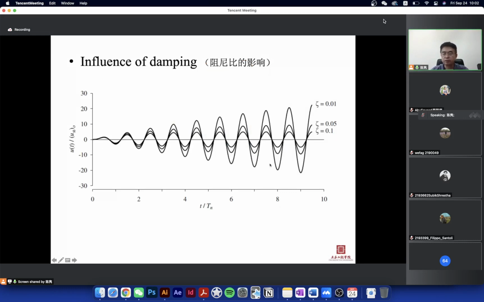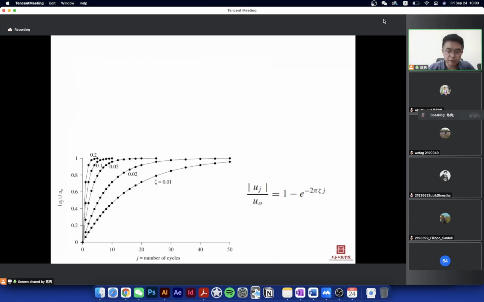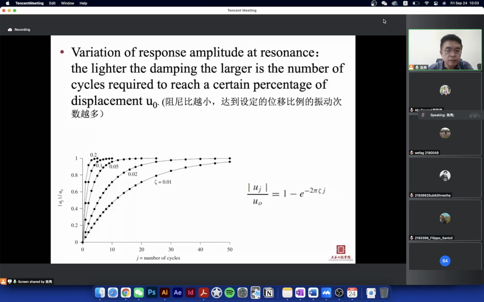And we can see the effect of the damping, the influence of the damping. You see, this one is 0.1, 0.05, 10%, 5%, 1%. You can see, as a resonance case, the increase of the amplitude at different damping values. It's like this, the influence of the damping.